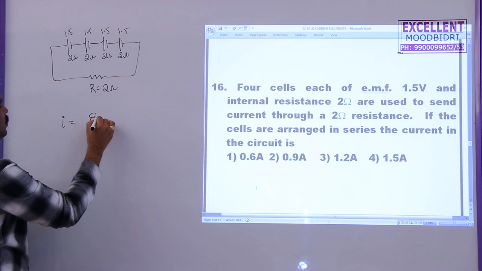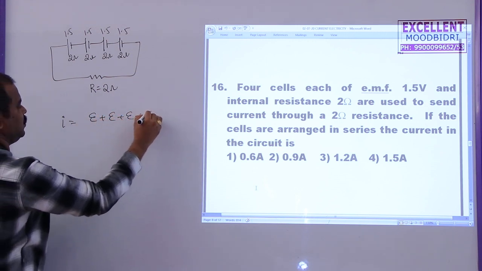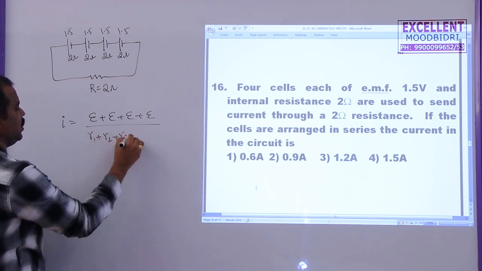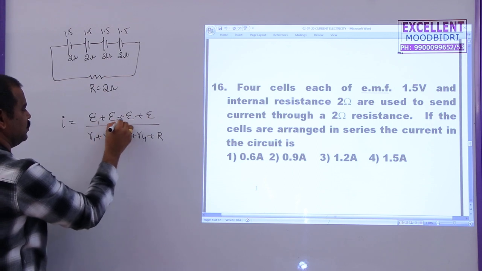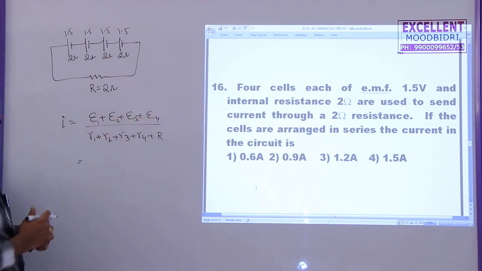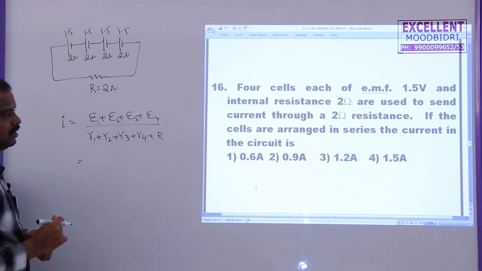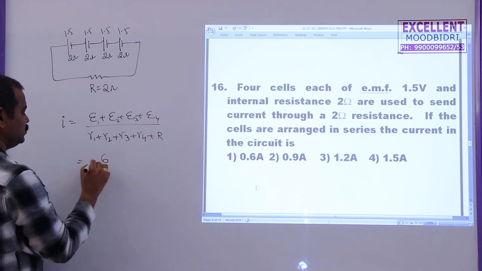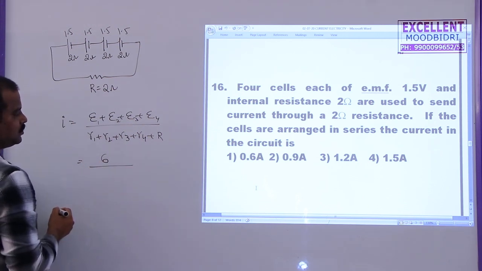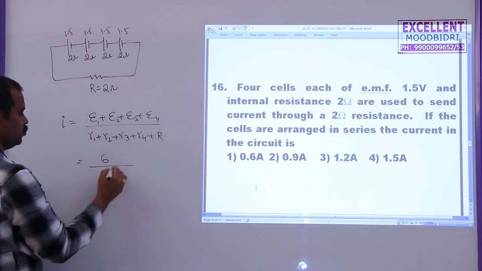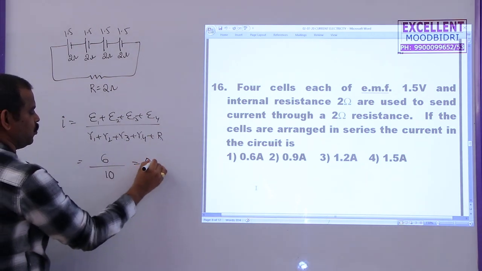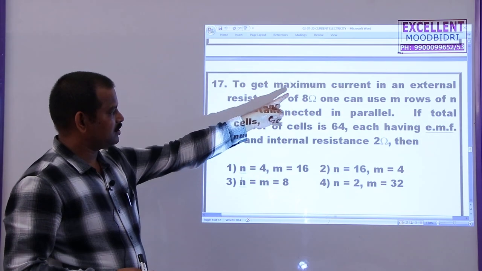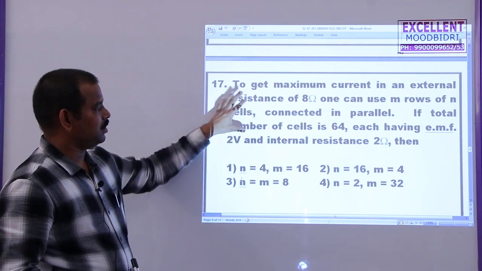So what is the total current through the circuit? Total current is equal to net EMF, E plus E plus E plus E, by resistance R1 plus R2 plus R3 plus R4 plus capital R. This is E1, E2, E3, E4. But as these are 4 cells of similar EMF and same internal resistance, we can write 1.5, 1.5, 1.5, 1.5, that is 6 volts, by R1 plus R2 plus R3 plus R4. This is 2, 2, 2, 2. This is also 2. So this will be 10. So this will be 0.6 amperes. First option is correct.